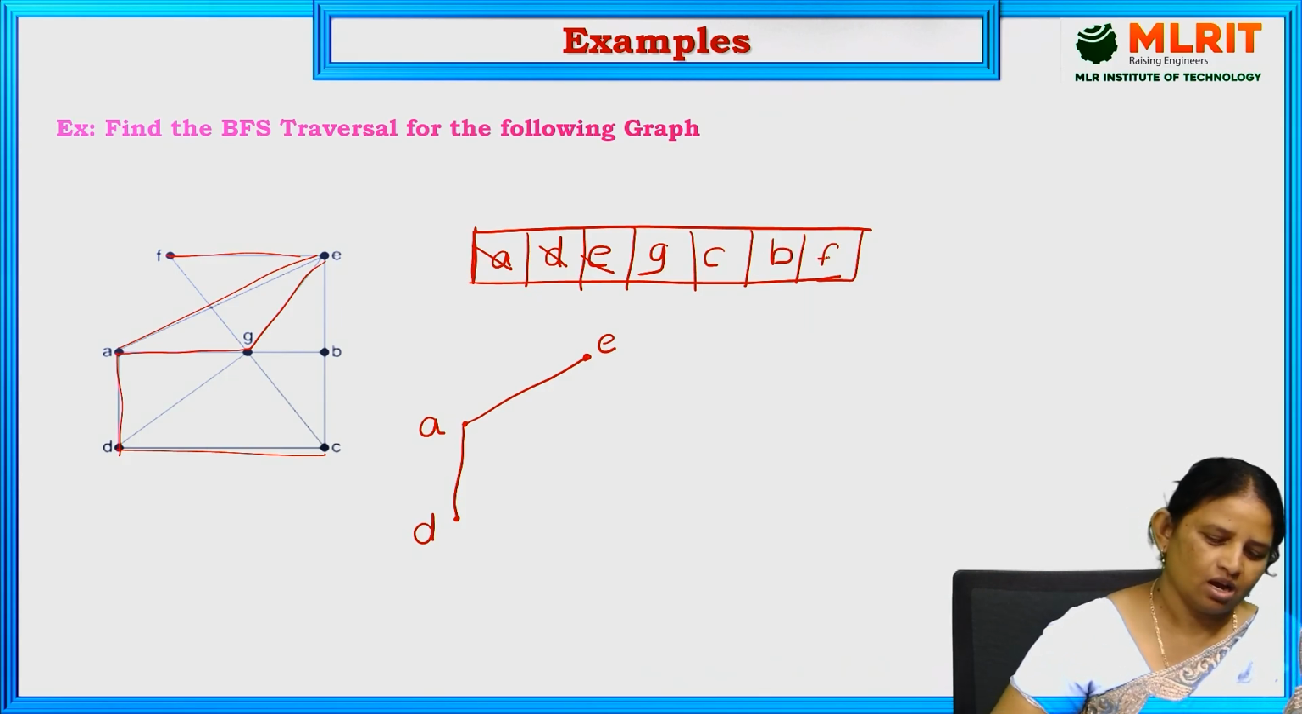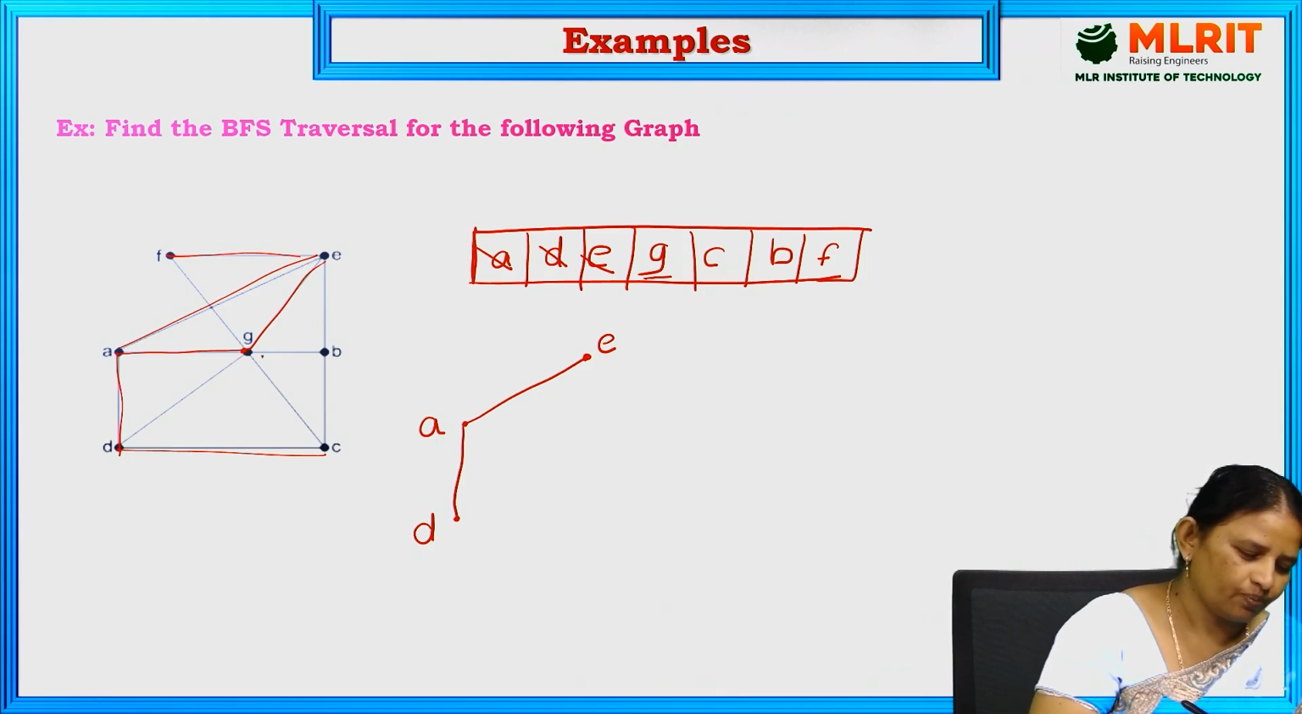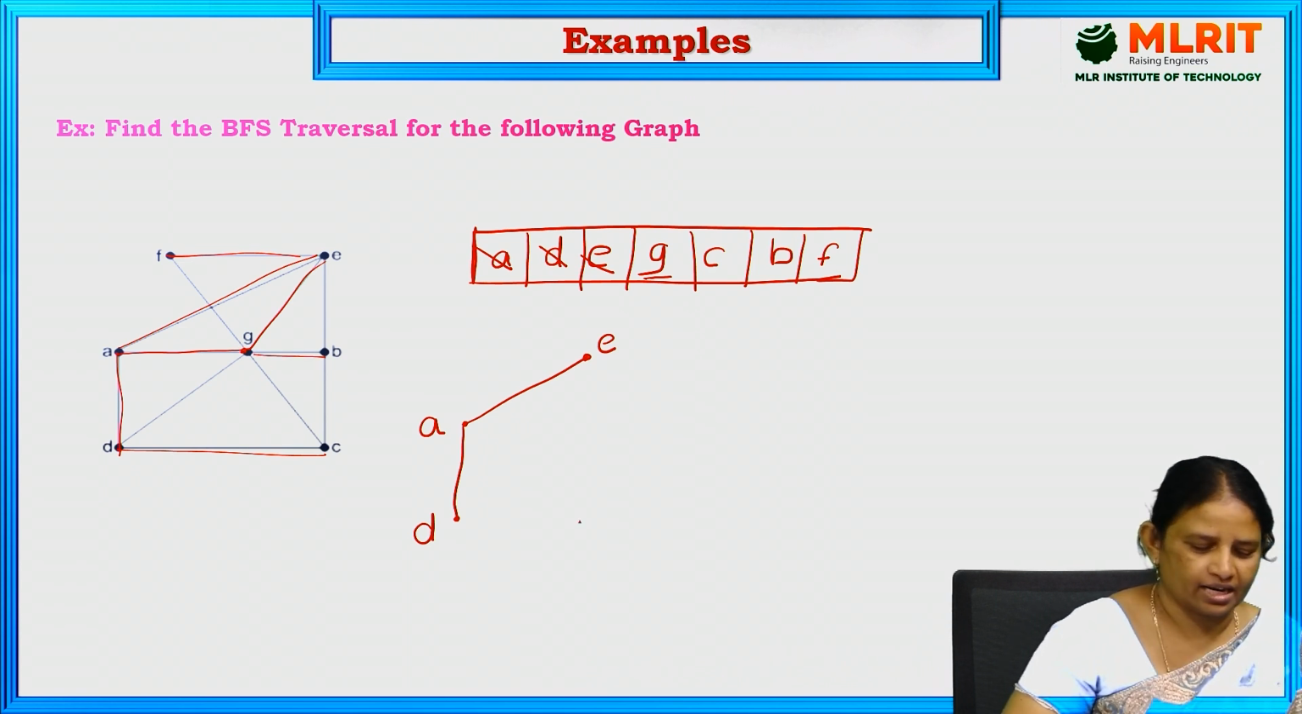Next, after that, the next vertex is G. So in the case of G, what are the adjacent vertices of G? F is already added. E is already added. B is already added. C is already added. Just write the corresponding vertex.